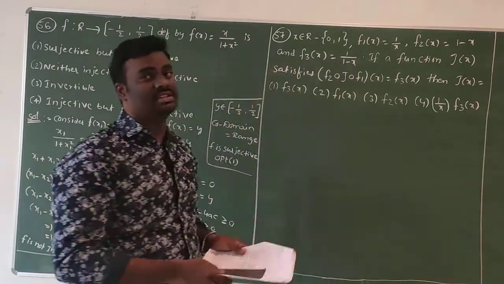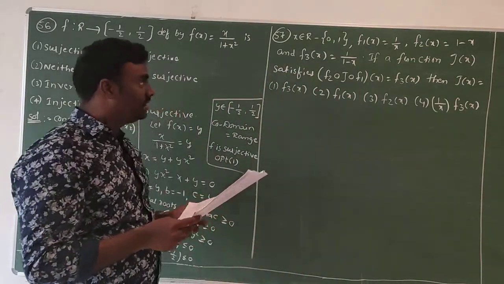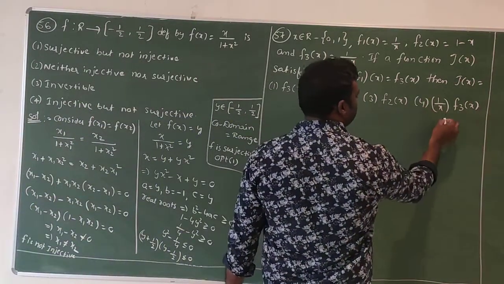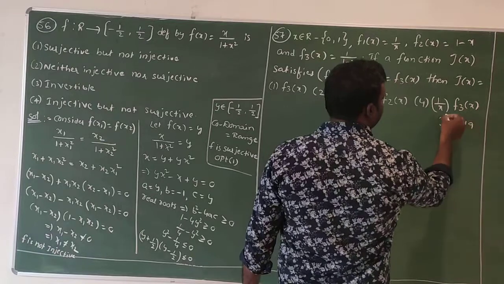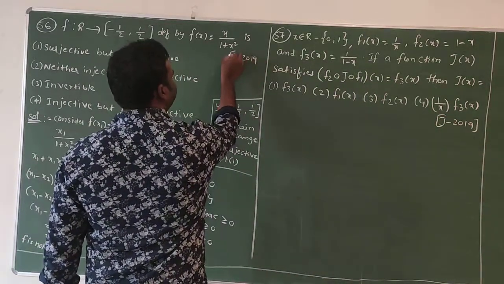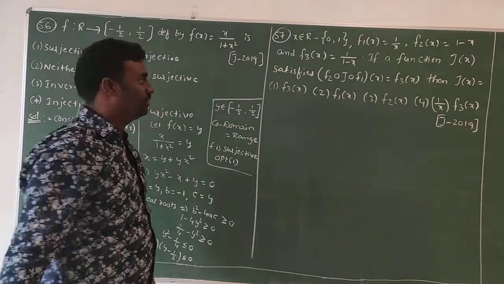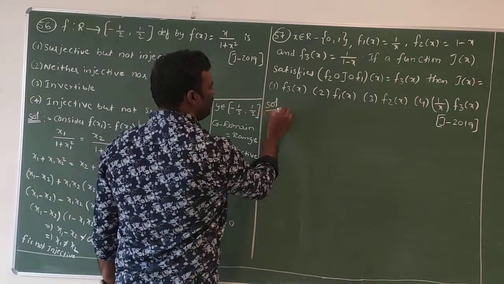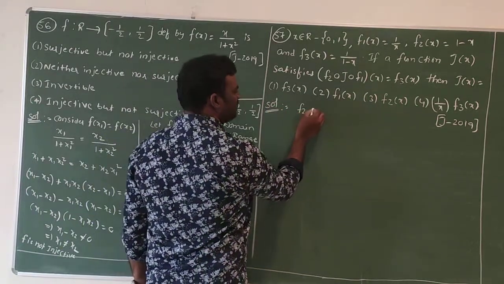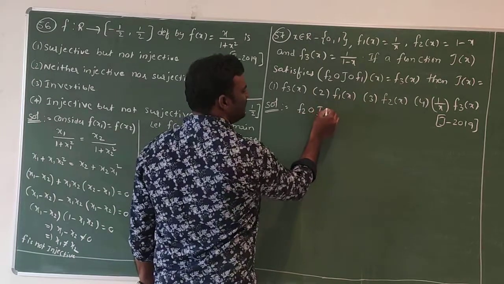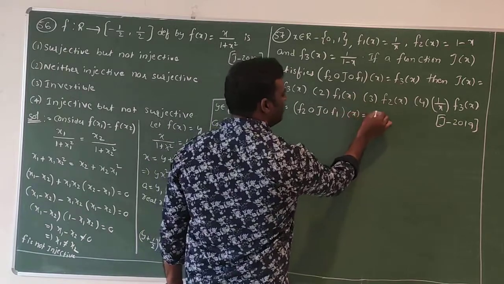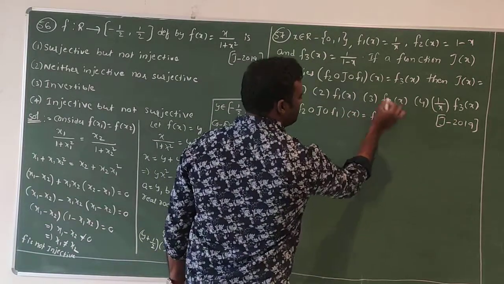So in this case we need to find the function j(x). This question was asked in JEE 2019. The previous question was also JEE 2019. Okay, how to find? First, what is the given condition? f2 circle j circle f1 of x equals f3 of x.